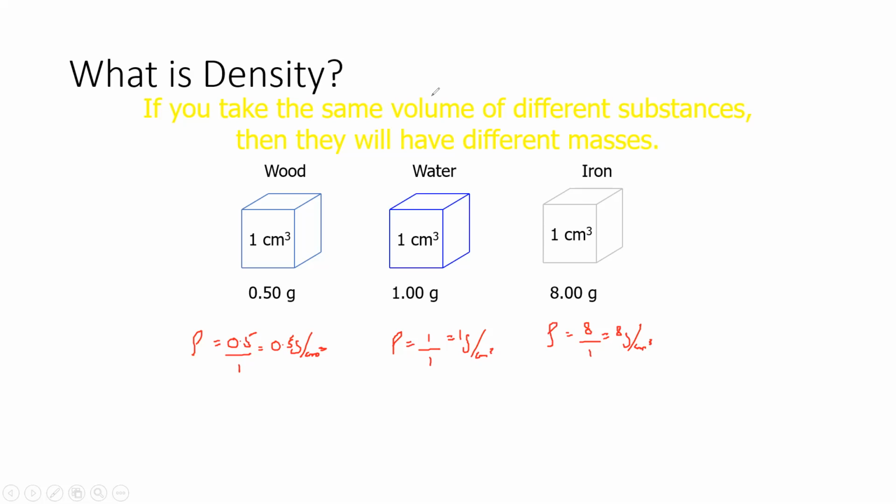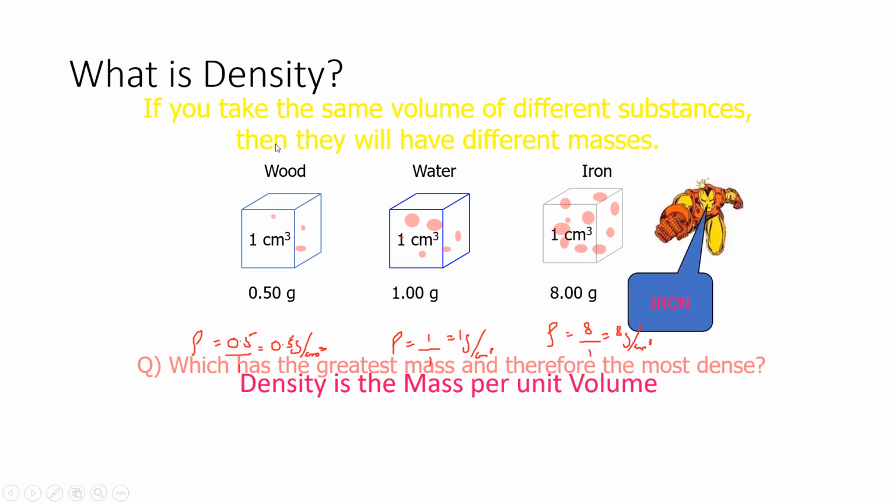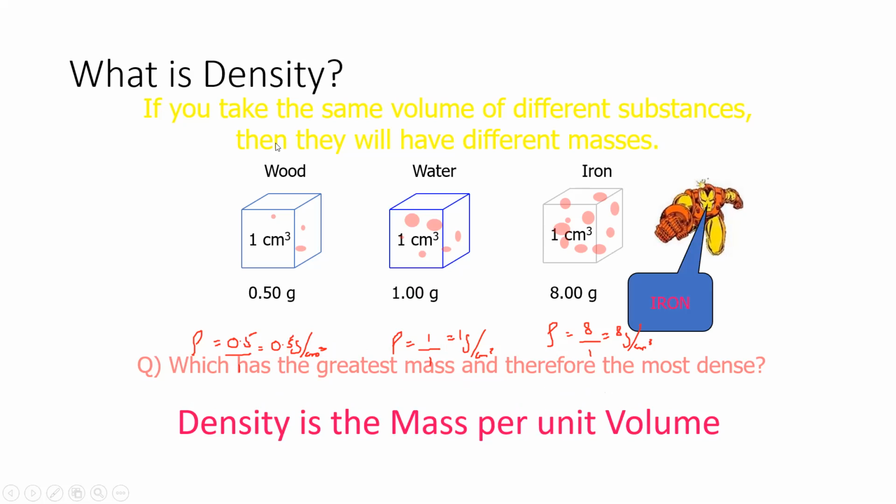So if we take equal volume of these objects, iron will have the most number of the particles, followed by water, and at the last it will be wood. Is it clear? So which object is having the greatest mass, therefore it will be more dense. So in this example, iron is having the highest density. So the definition of density is the mass which is present in a unit volume. Is it clear? Any question related to density?